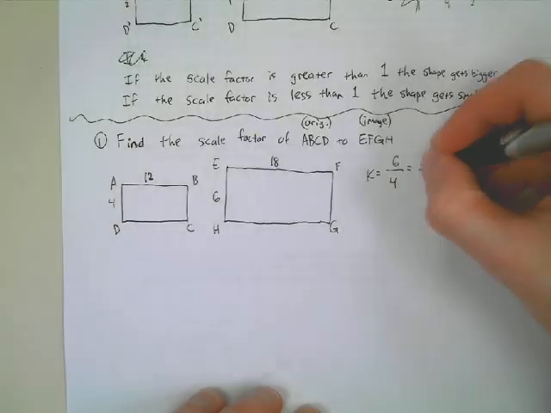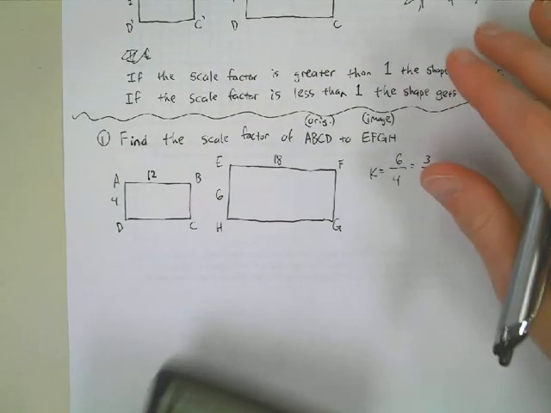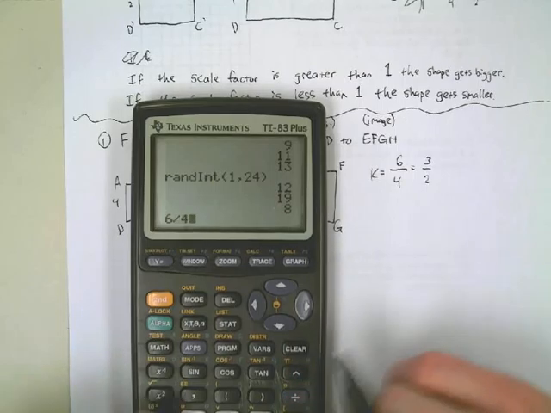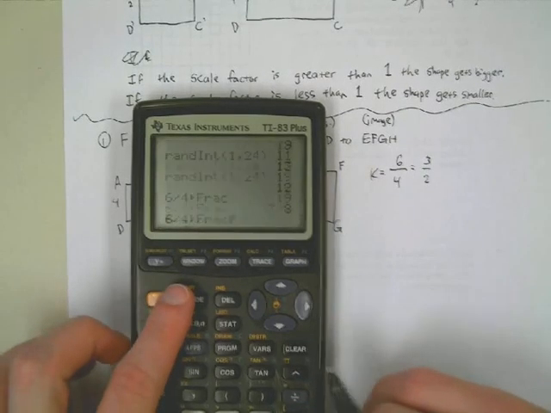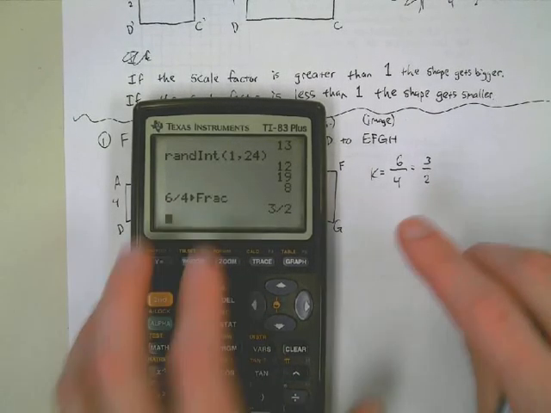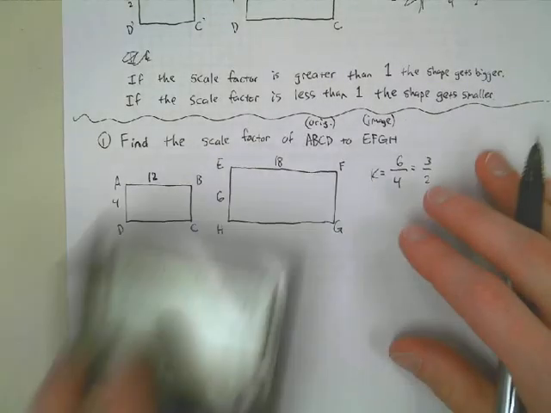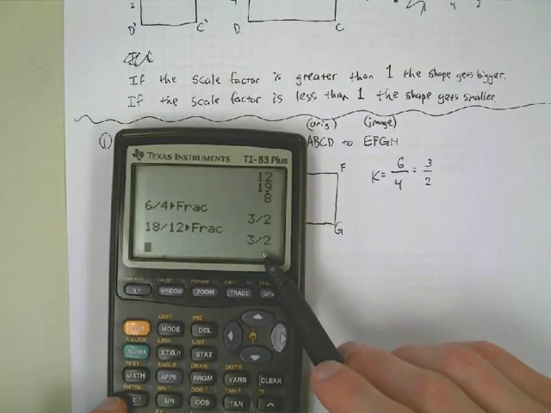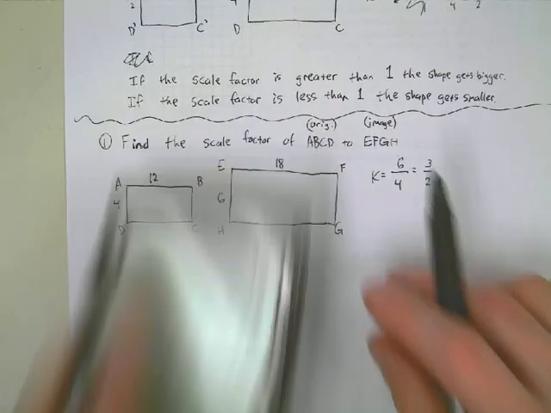For those of you that aren't sure how to simplify your fractions, if you have a graphing calculator, type in 6/4 and then hit math, enter, and it will convert it to a simplified fraction, 3/2. Or you could have done 18 over 12 as well, and you do the same thing. 18 over 12, math, enter, enter. It's also 3/2 when you simplify it. You have your choice there.